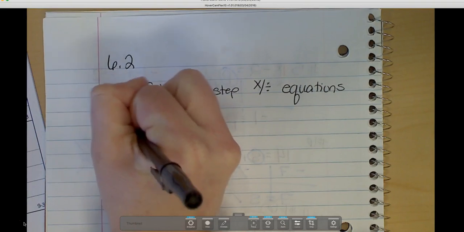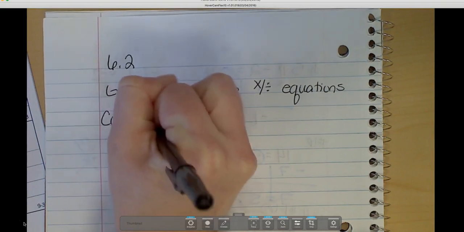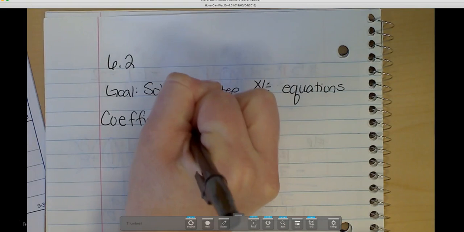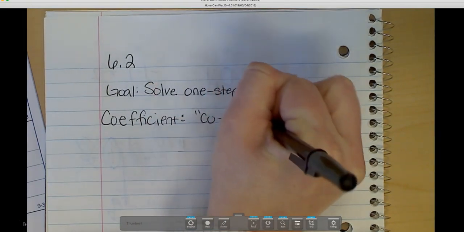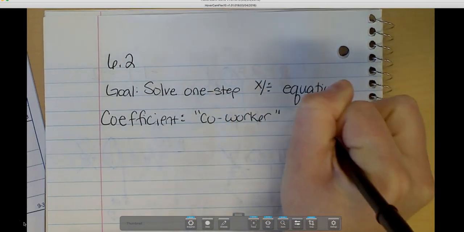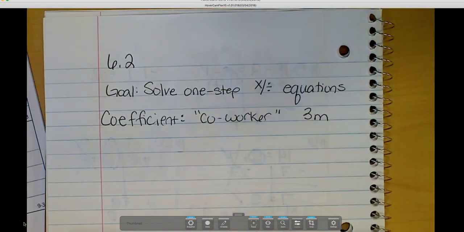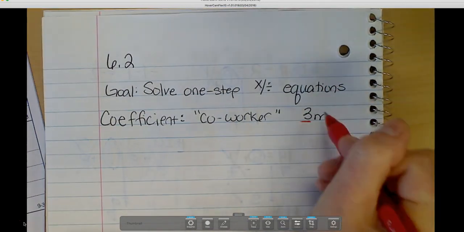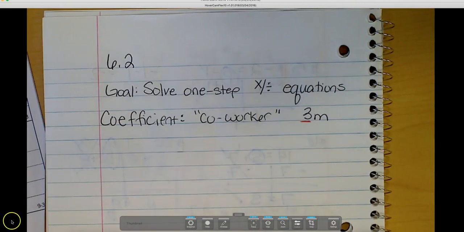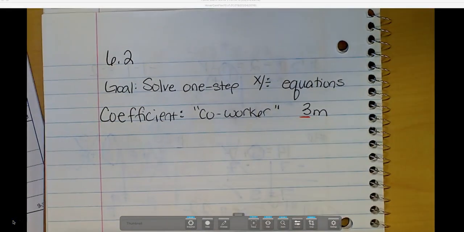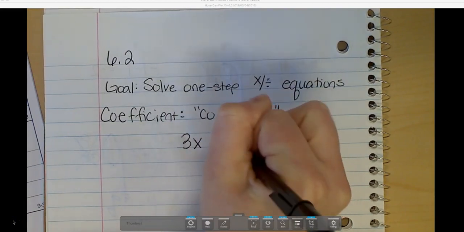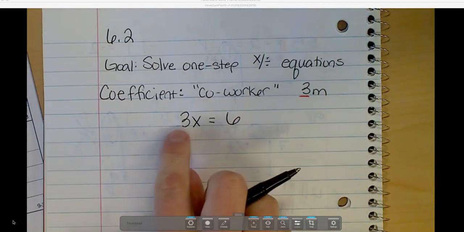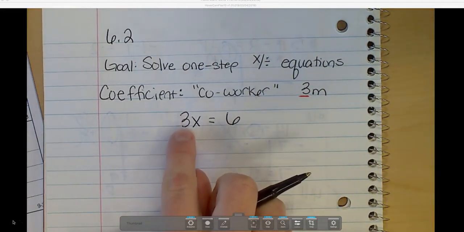Reminder of a vocabulary word, coefficient. We're going to call that our coworker. So if I have something like 3m, remember that the 3 is the coefficient to the variable, and in this situation they are multiplying. So this says I have 3 sets of m. So if I had an equation like this, 3x equals 6. This is a multiplication and the coefficient is 3.